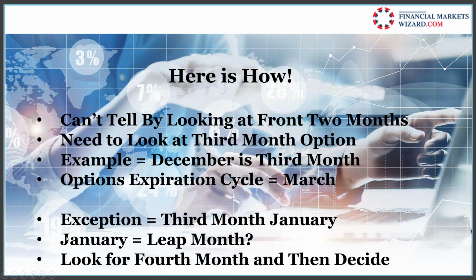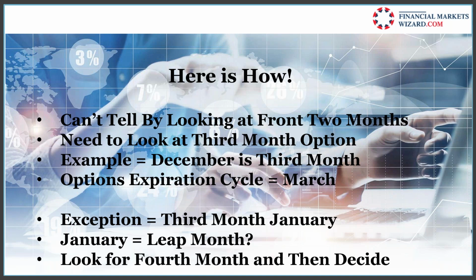Now there is an exception. There is always an exception to all these things we learn, so we need to learn the exception. The exception is the third month being January. If you see January listed, it could be a leap month, maybe because of the leap. So look for the fourth month and then decide. Look at the fourth month because all options have a fourth month listed, right? Look at the fourth month and then decide which option cycle the stock belongs to.